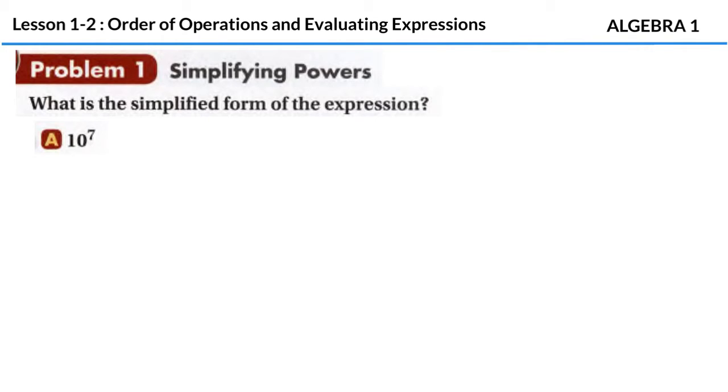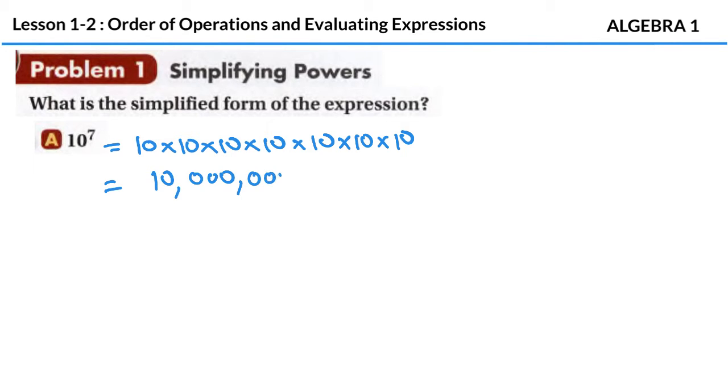It is nothing but 10 times 10, and so on, 7 times: 1, 2, 3, 4, 5, 6, 7. That's what it means. And what is the numerical value of this? It is 10 followed by 6 zeros. So this is the simplified form of 10 to the power 7.